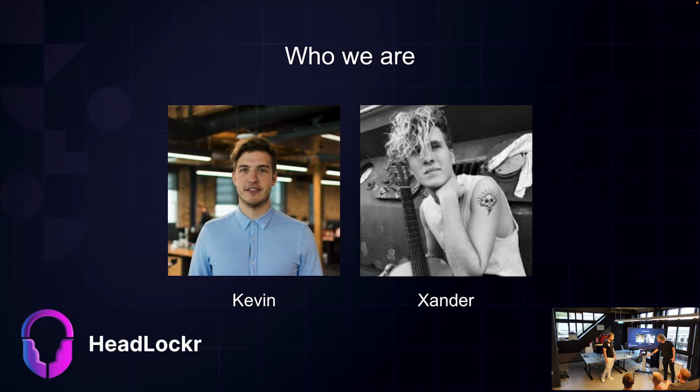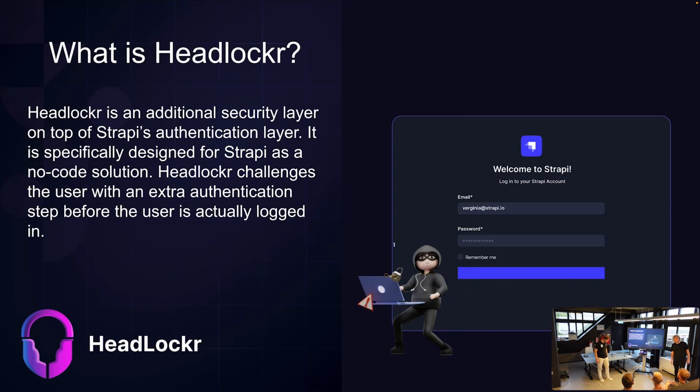Well, first of all, some of you may ask, what is Headlockr? Headlockr is an extra protection layer, a 2FA layer on top of the authentication of Strapi. It will challenge you with an extra password challenge that you get via a TOTP code or an SMS. And when you enter the 4-digit code, you get logged in. So it's extra safe.